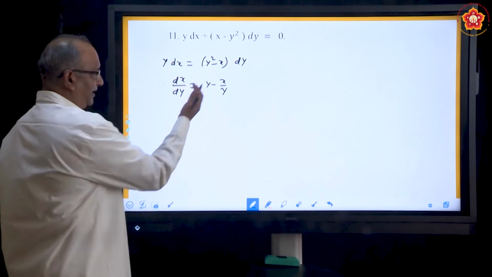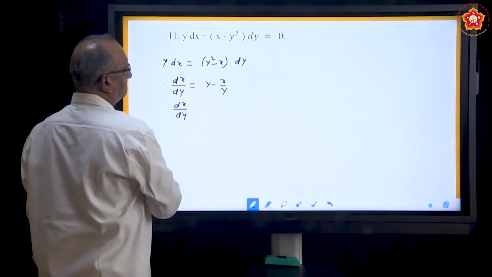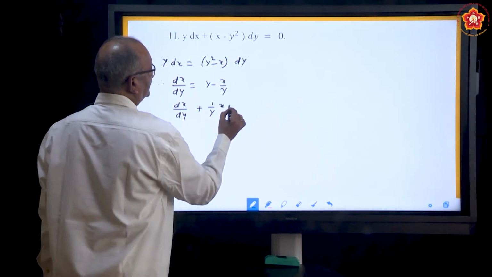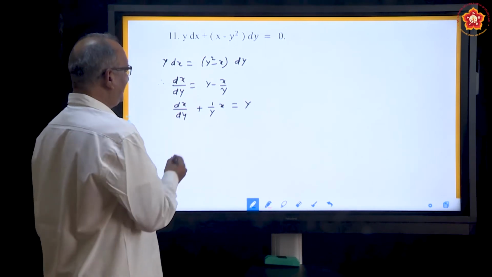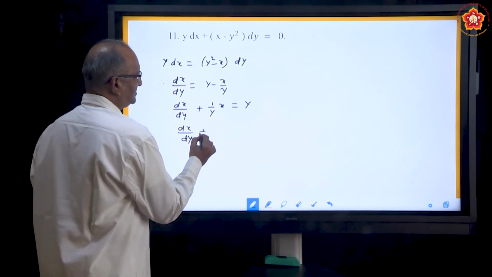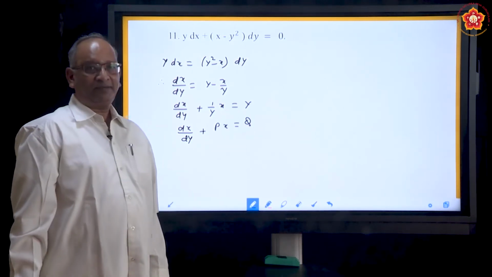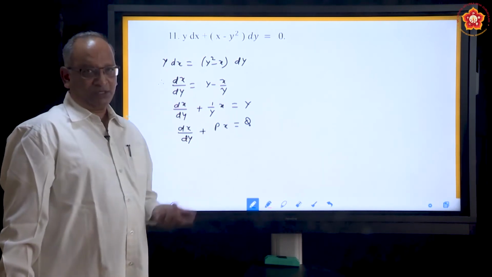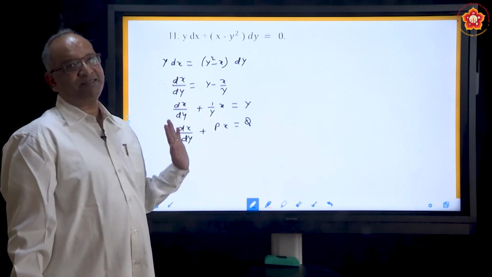Okay. Now, get this minus x by y on this side. So, what will you get? You will get dx by dy plus 1 by y into x equal to y. Compare with the standard equation. What is the standard equation? dx by dy plus px equal to q. What does it say? It says that p and q should be either constants or functions of y, and that condition is satisfied.